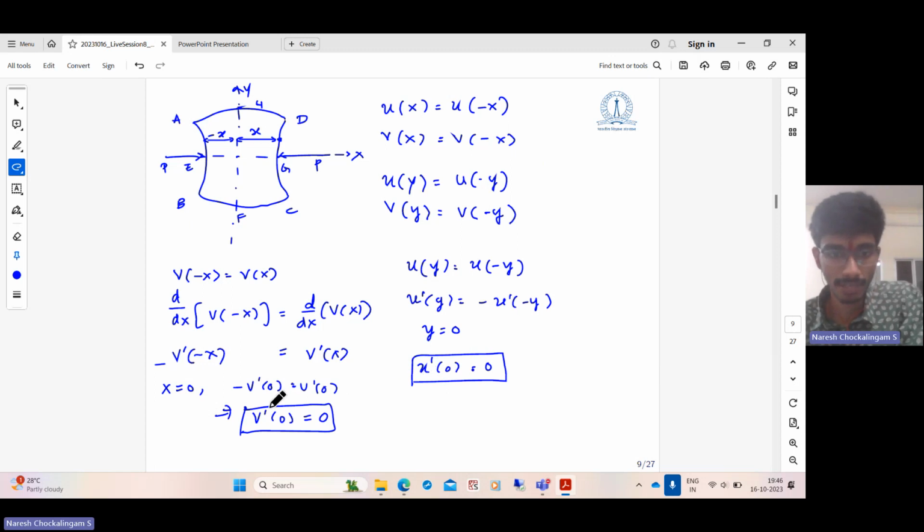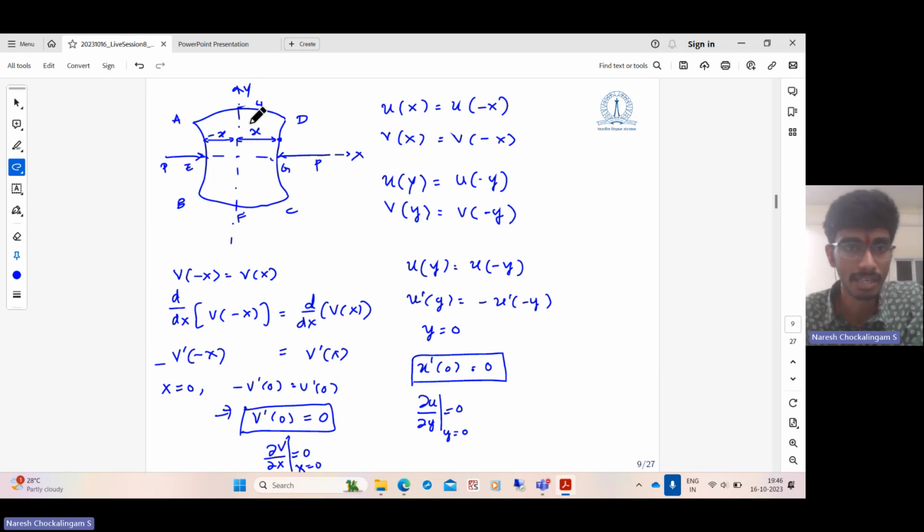So here it is: dv by dx is equal to 0 everywhere along x equal to 0, and del u by del y is 0 everywhere along y equal to 0. Therefore, at the points E, F, G, and H, the slopes are 0.